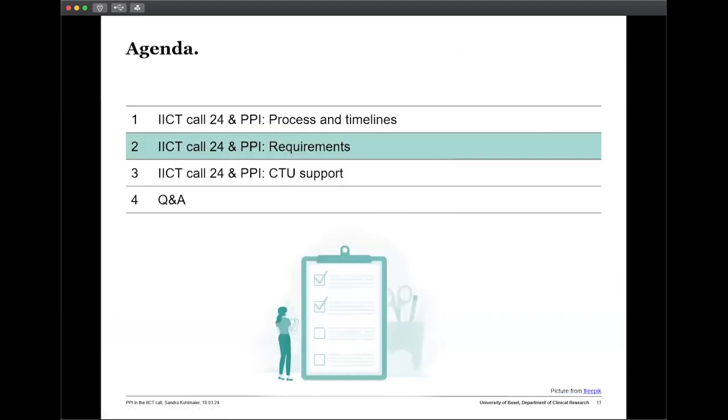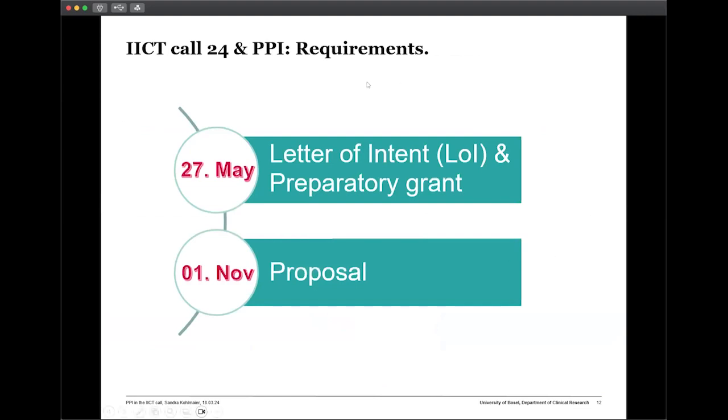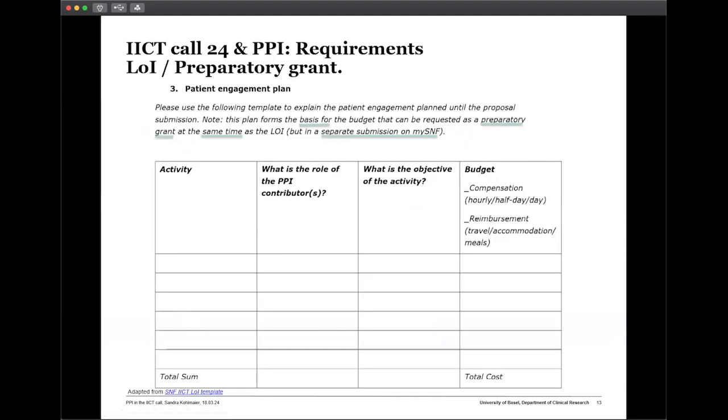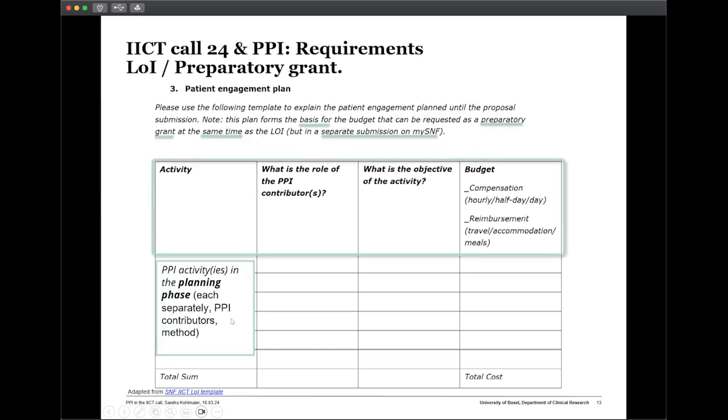Coming to the requirements. So as I said, there are two major deadlines. First deadline is the 27th of May, where you have to submit latest the letter of intent and the preparatory grant in your MySNF account. And we are going now to the requirements for this part of your submission. This is how the patient engagement plan looks like in the application. And you have to state what kind of activities do you plan in your planning phase.